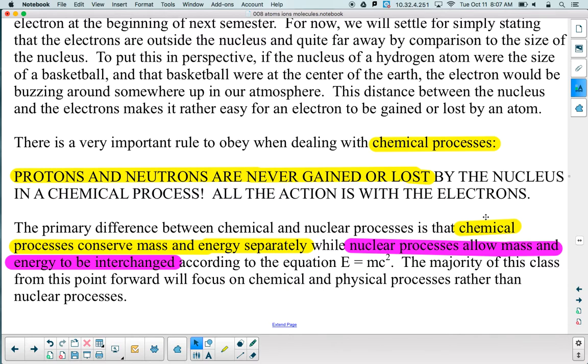The primary difference between chemical and nuclear processes is that chemical processes conserve mass and energy separately, while nuclear processes allow mass and energy to be interchanged according to Einstein's equation. Moving forward with this class, we are going to focus primarily on chemical and physical processes rather than nuclear processes.